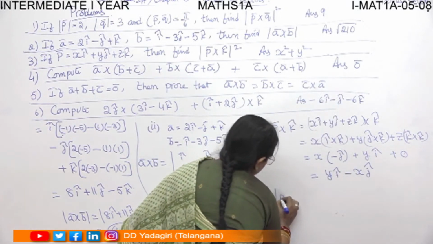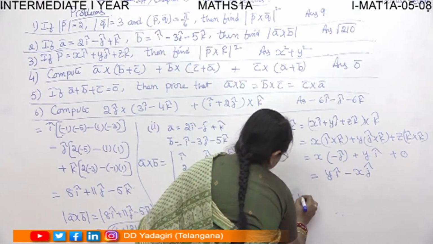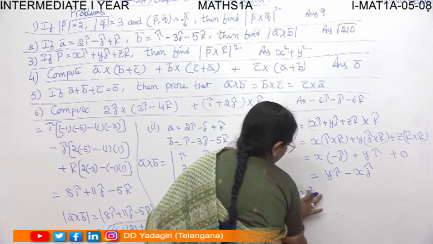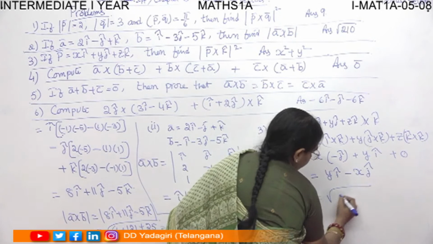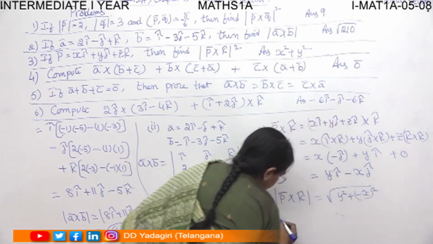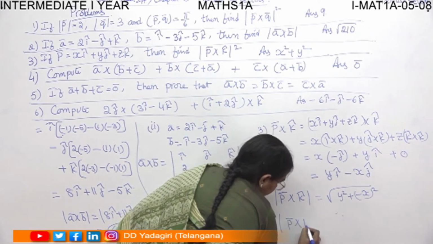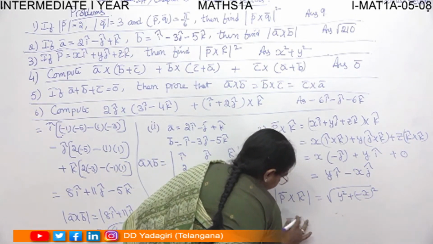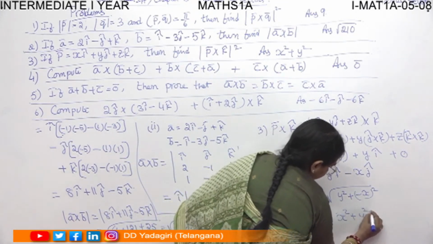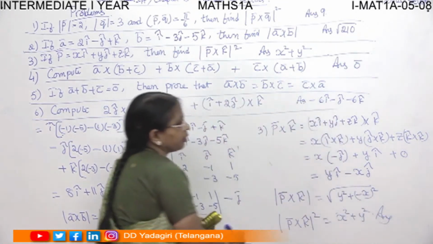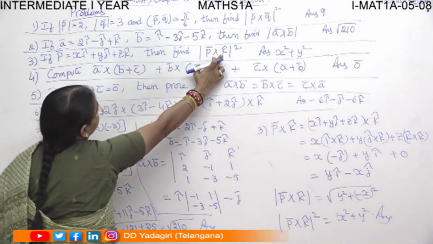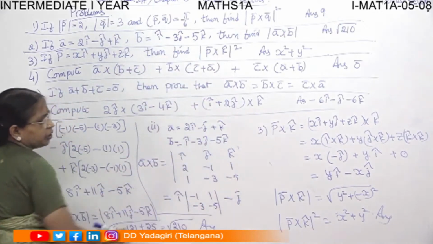So now you take the modulus. So the modulus of P cross k is the root of y square plus minus x whole square, that is y square plus x square. So the mod of P cross k whole square is x square plus y square. So that is how you do the problem. Okay, next. Because here you have only one vector k, we are directly doing it.